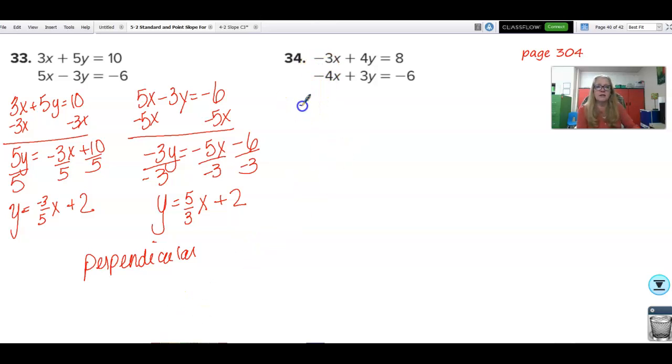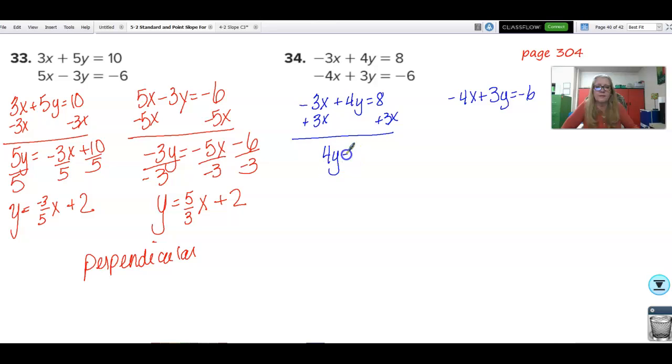Okay. Again, neither one of these is in slope-intercept form. Negative 3x plus 4y equals 8. And negative 4x plus 3y equals negative 6. Okay. I want to get y by itself, so I'm going to add 3x to both sides here. That gives me 4y equals 3x plus 8. Divide everything by 4. That gives me y equals 3/4 x plus 2.